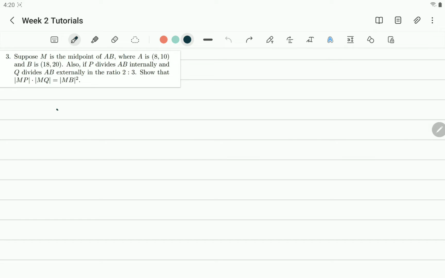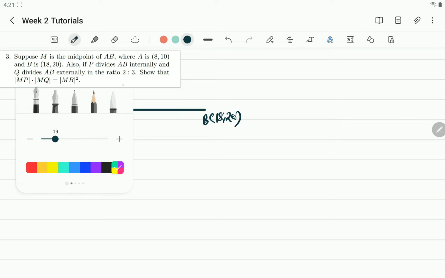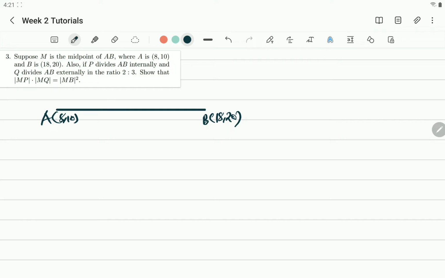So assuming this is AB, where we have our A here to be (8, 10), and we have our B here to be (18, 20). I think it's too deep, guys. Let me just reduce it. Okay, so in case we have our M as the midpoint, I can use this place to be the midpoint and call it M.